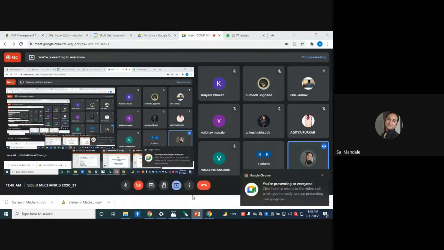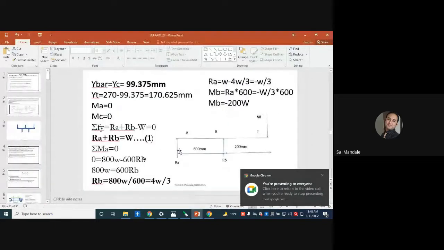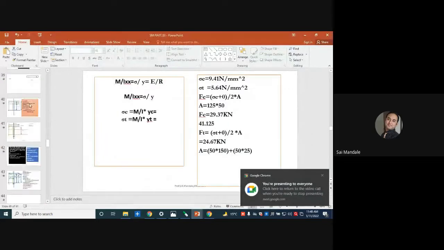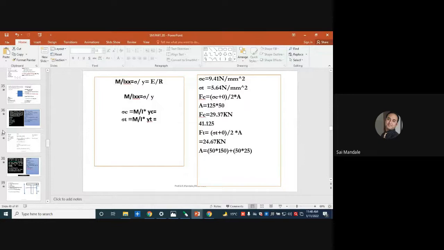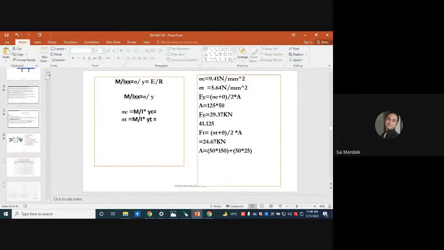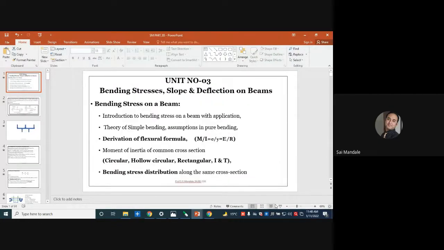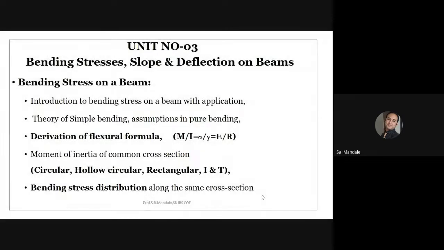So we are here. This is our unit number 3, and the name of that unit is Bending Stresses, Slope and Deflection. The complete unit is based on this formula. This formula is known as the bending formula, or the flexural formula. The formula is M by I is equal to sigma by y is equal to E by R.